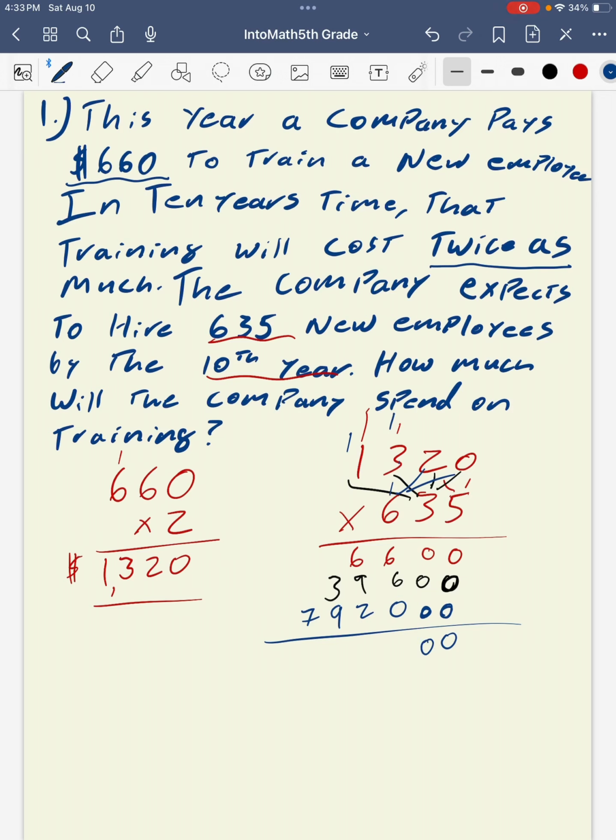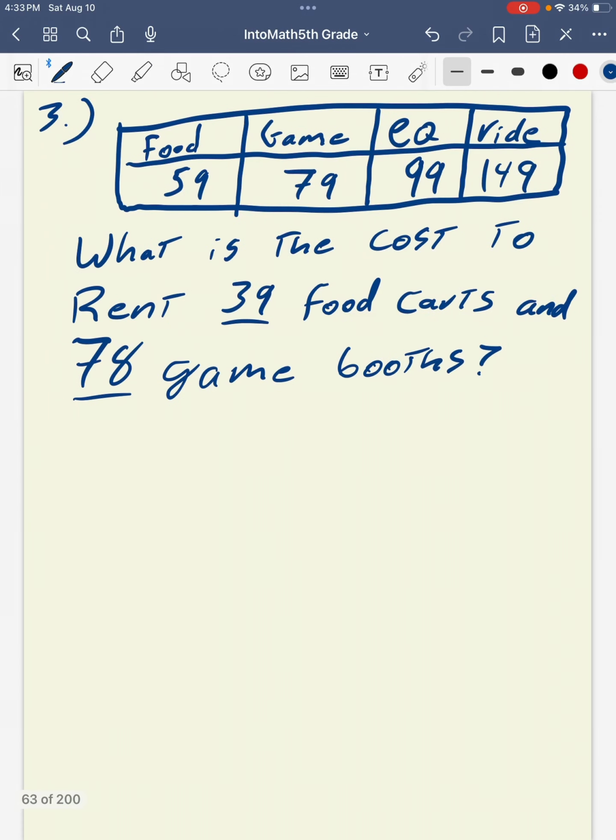They're all aligned up, and so I add them all up. 0 plus 0 is 0. 6 plus 6 is 12. 1 plus 9 is 10, plus 6 for 16, plus 2 for 18. Carry my 1. 1 plus 9 is 10, plus 3 for 13. 1 plus 7 is 8. Place my commas in here, and the company will spend $838,200 training all 635 employees in the 10th year.